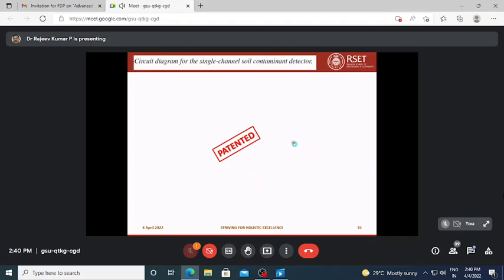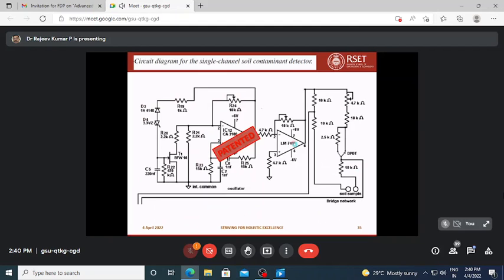So for the purpose of finding out the concentration of the contaminant, I have developed a circuit diagram and an instrument. In fact, the instrument we have developed is patented, and this is one of the arms. There are 5 channels we have, and one channel is of this type, and the others are similar to this. There are 5 different channels.